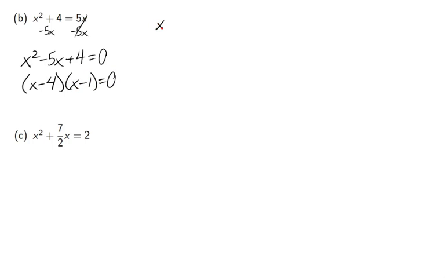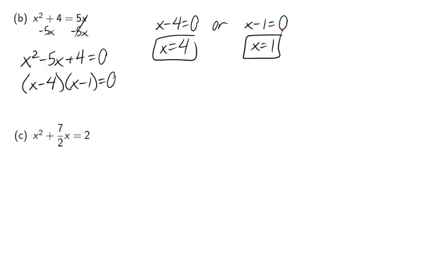So now we just set each factor equal to 0. X minus 4 equals 0, or x minus 1 equals 0. That gives us x equals 4 as one solution, and x equals 1 as another solution. Next example. First thing I'll do is go ahead and subtract 2 from both sides. Again, nothing combines. We get x squared plus 7/2 x minus 2 equals 0. And you're going to have a very hard time factoring this if you leave it this way.